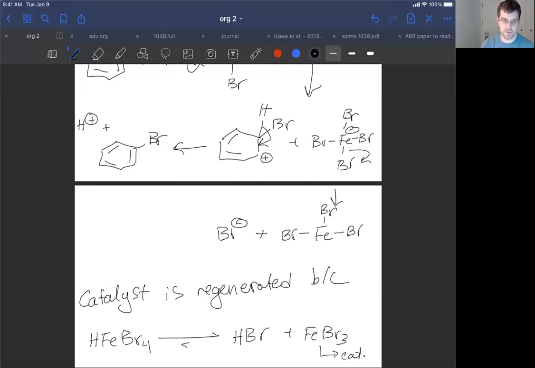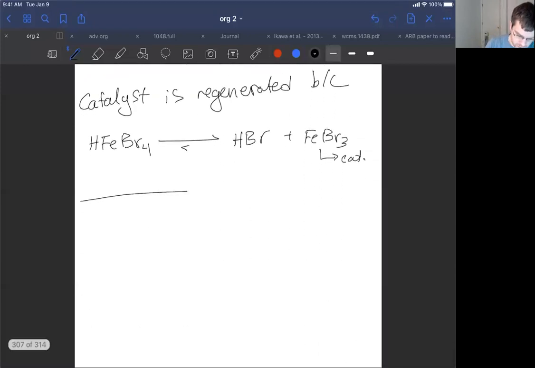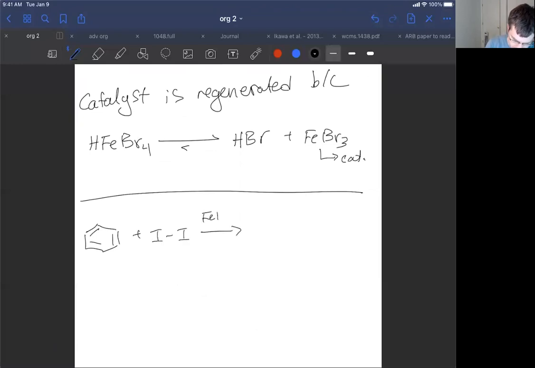Okay, so we can do the same thing with some other halogen atoms. We can do this with iodine. And some folks might want a different catalyst, but for our purposes, we can use FeBr3. It's easy to get access to. That's going to give us an iodide compound plus HI plus FeBr3.